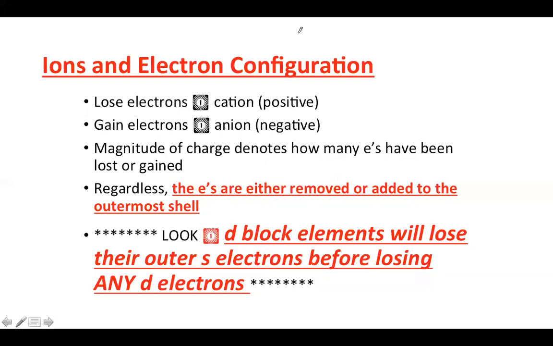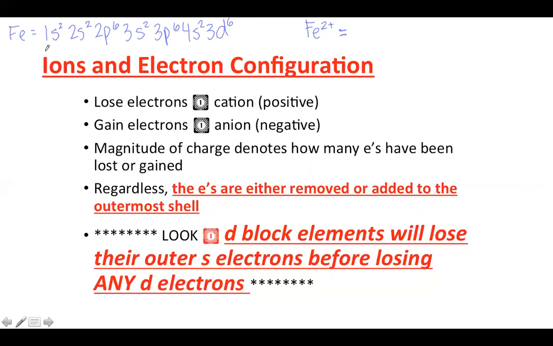So, for example, let's suppose we're looking at Fe2+. Regular iron, so let's write that over here. Iron is 1s2, 2s2, 2p6, 3s2, 3p6, 4s2, 3d, 1, 2, 3, 4, 5, 6, 3d6.